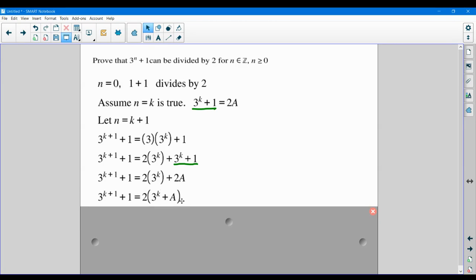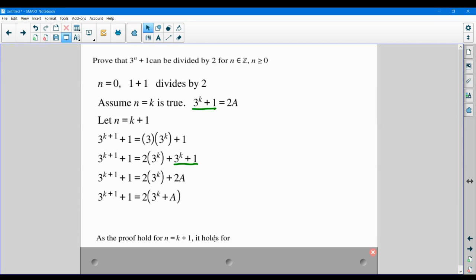So if I factorize it, I now know that I have an even number. And so the proof holds for n equals k plus 1. It holds for all values of n.